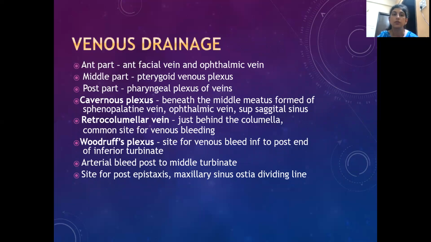The venous drainage of the anterior part is into the anterior facial vein and the ophthalmic vein. The middle part drains into the pterygoid venous plexus, and the posterior most part drains into the pharyngeal plexus of veins. Two important things: retrocolumellar vein that lies just behind the columella, which is a common site of venous bleeding, and Woodruff's plexus, which is present at the posterior end of the inferior turbinate, and it is the common site for venous bleeding and posterior nasal bleeding, posterior epistaxis.